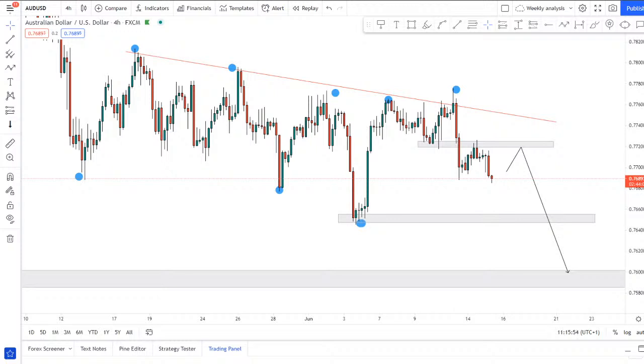Main times to focus on is 1:30 high impact and 3:30 high impact, and those are both GMT.